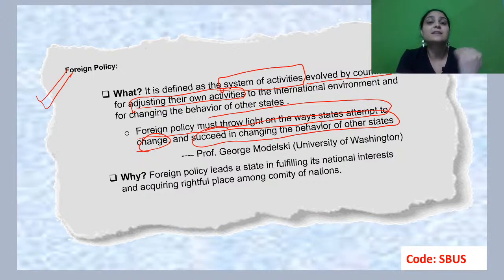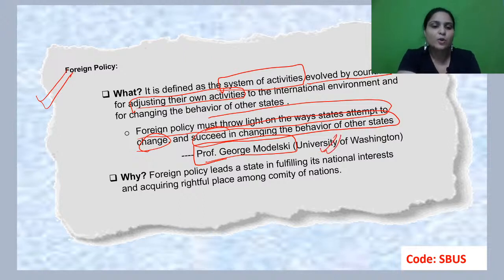And that's why we have had 6 phases of foreign policy, depending on what we wanted to do and when the time was right for what. All right. This definition has been given by Professor George Modelski. He was an emeritus professor at the University of Washington.